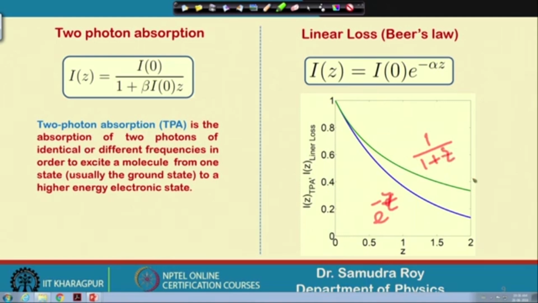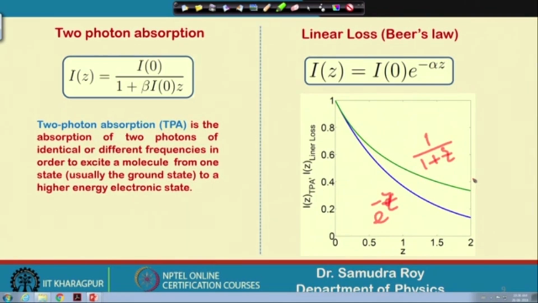In both cases, if I increase z, the value is going to decay, but the nature of the decay is not the same. Exponential decay will decay faster, whereas in the other form, the two photon absorption form, the decay will be there, but not as steep as the exponential.